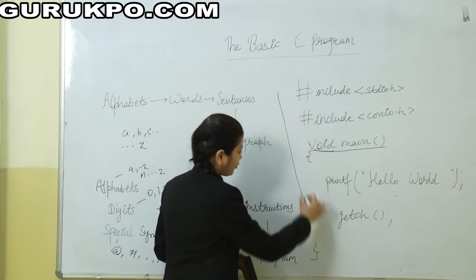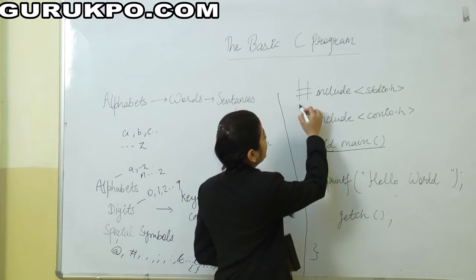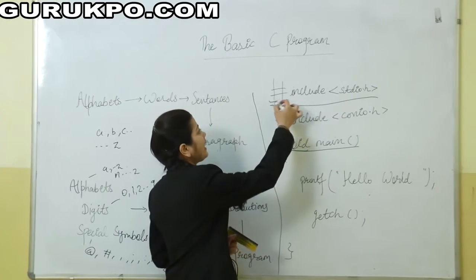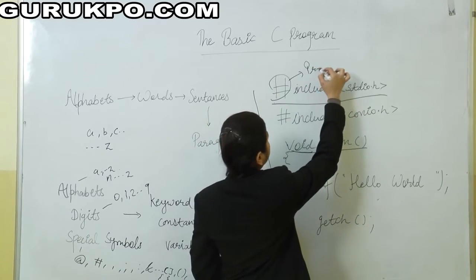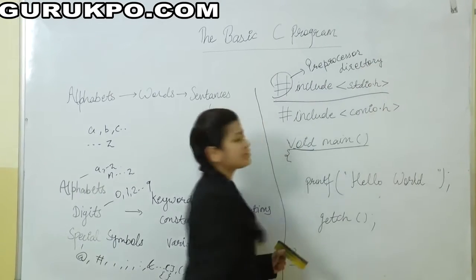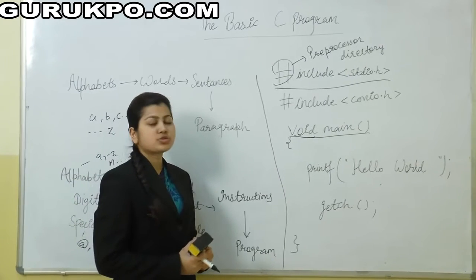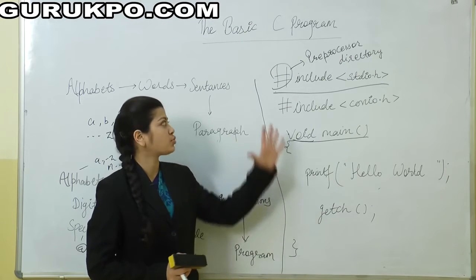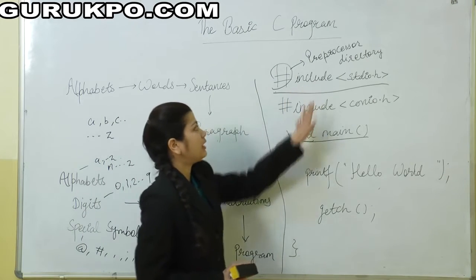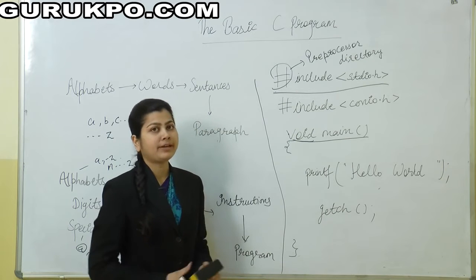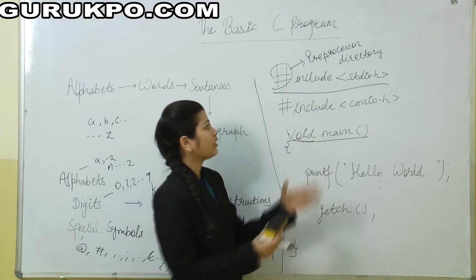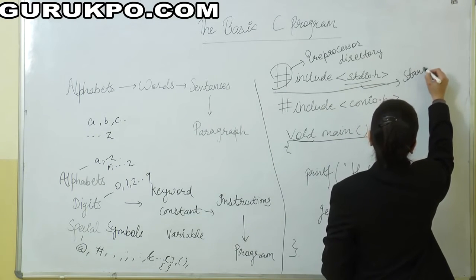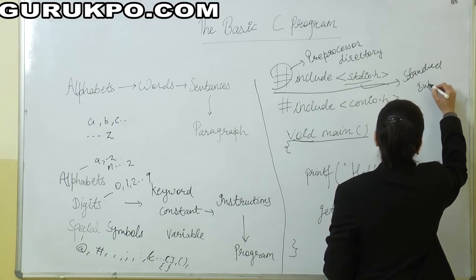So let's start with the program. In this program, the first line is #include <stdio.h>. Here, hash is the preprocessor directive which includes all the header files, all the functions, all the variables and all the definitions stored in the header file. If we include something in our program, then we use the include keyword, and stdio.h is the header file. The full form of stdio.h is standard input output.